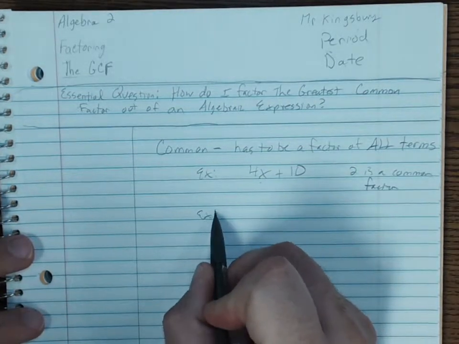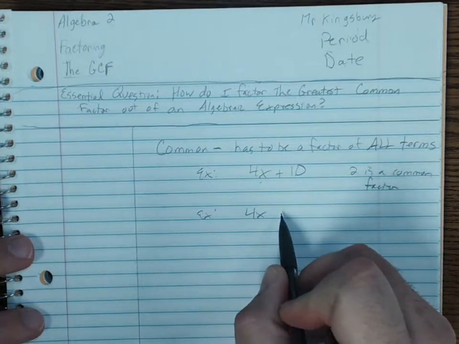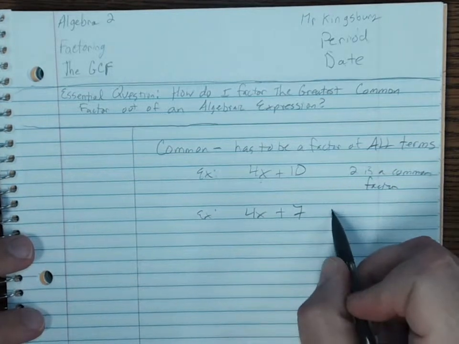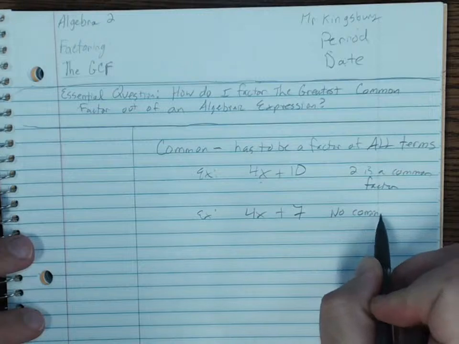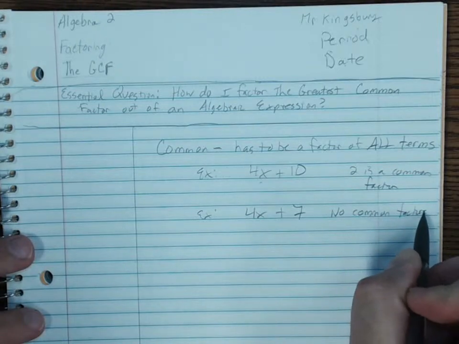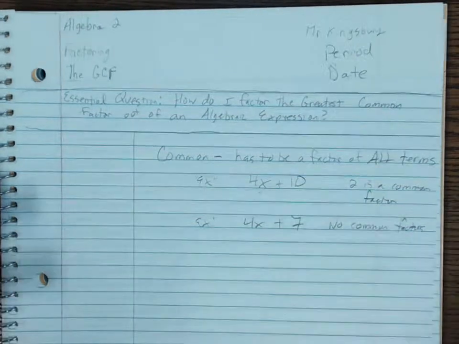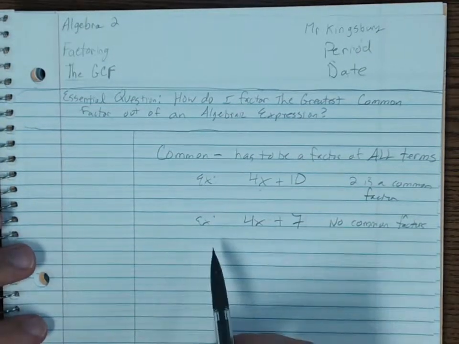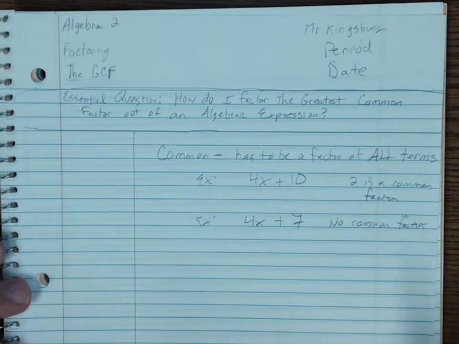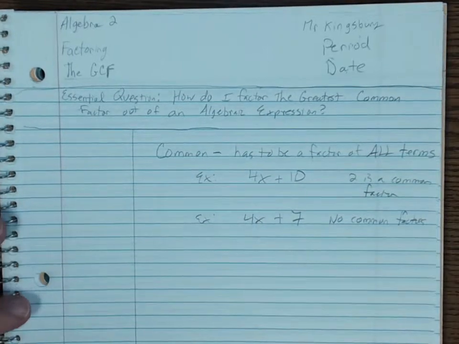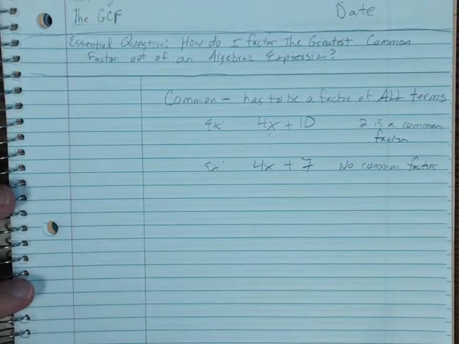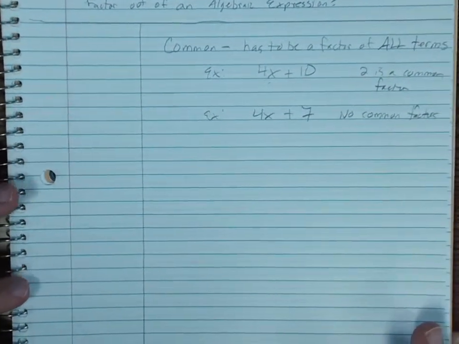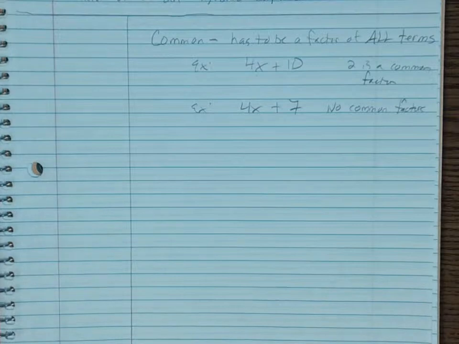If I had 4x plus 7, there are no common factors. Okay, technically there's one, and it's 1, the number 1, but that's not helpful. Factoring out a 1 changes nothing. So we need to understand that whatever we're factoring out must be part of every single term. So once we can wrap our head around that, then it's really not a big deal. So I wanted to make sure we establish that.